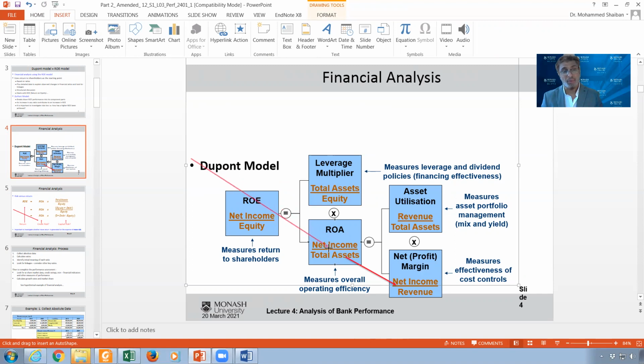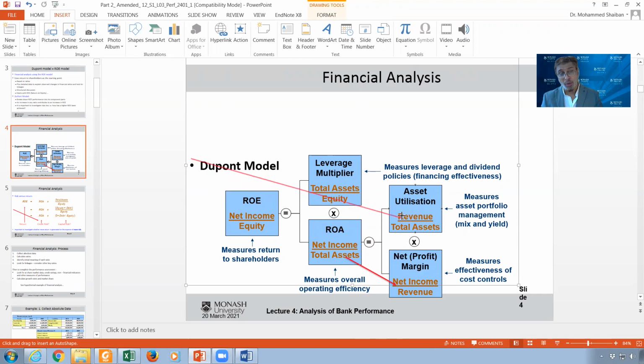Then we have the ROA, which is based on net income and measures the overall operating efficiency. This operating efficiency is based on two things. Am I using my total assets to create enough revenue? I want this higher. Am I controlling my costs, and am I efficient and effective? The net income is actually the real number we are looking for here.